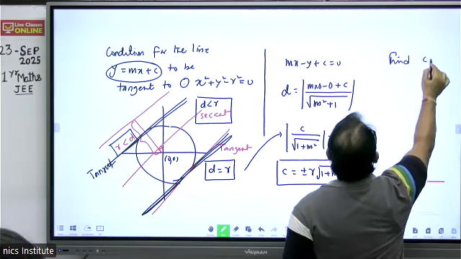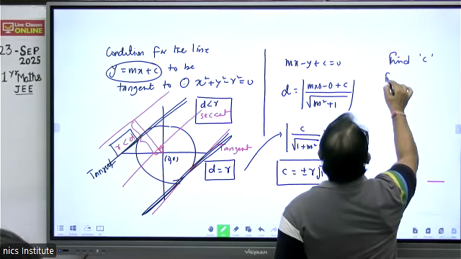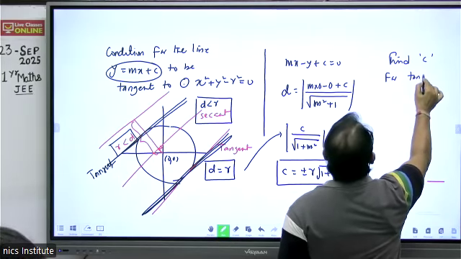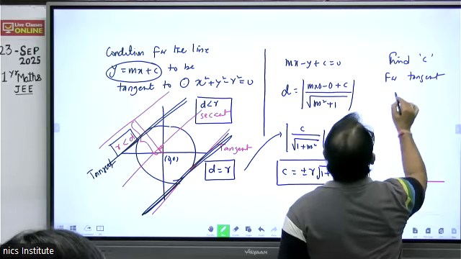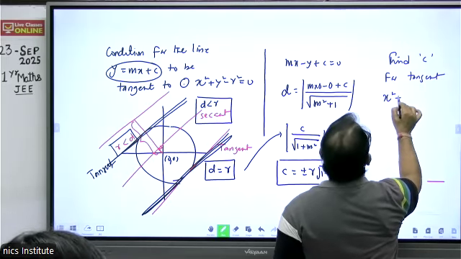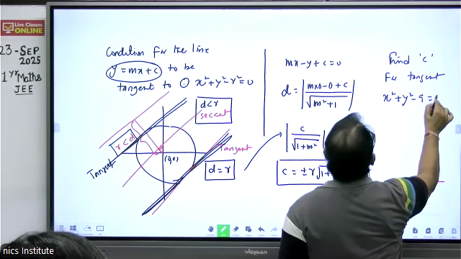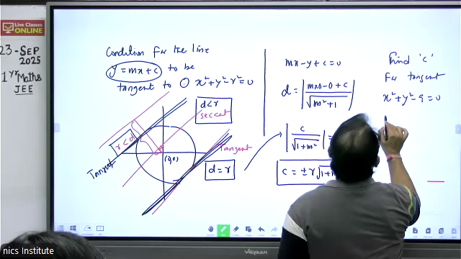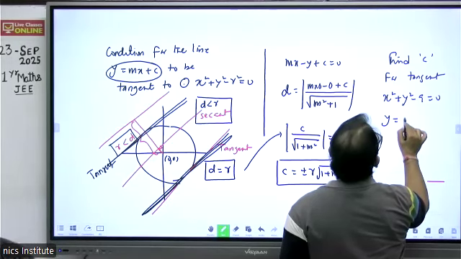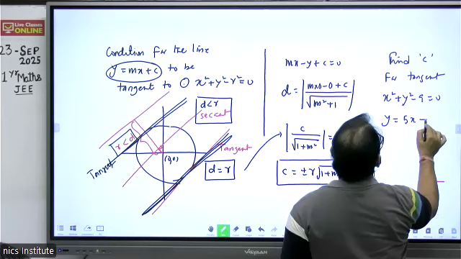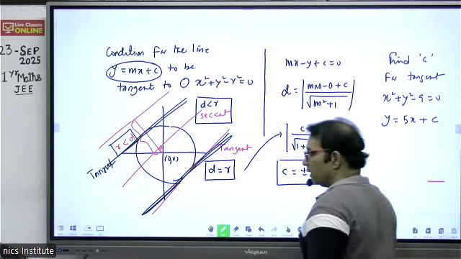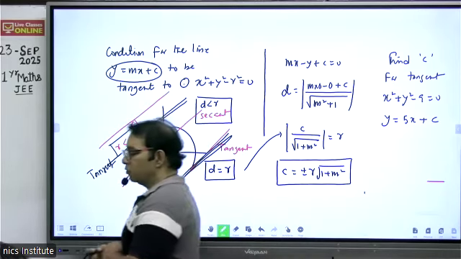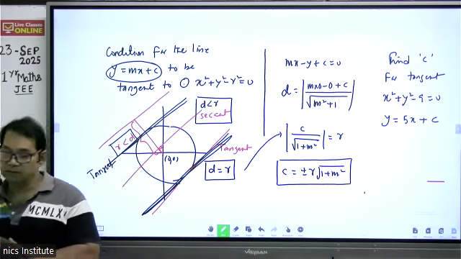Find c for tangency. Circle is x square plus y square minus 9 is equal to 0. Line is y is equal to 5x plus c. Do it. Find c so that the line is tangent to the circle.